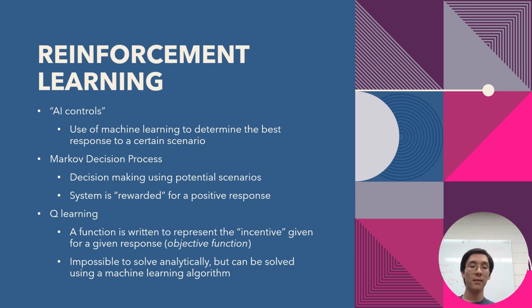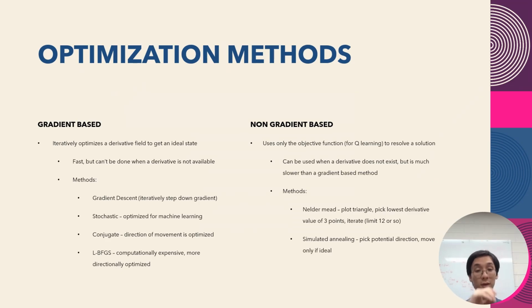There are a couple of different ways to do that, such as the Markov decision process, which uses potential scenarios, and whenever the system picks a good potential scenario, it receives a reward, and that incentivizes picking the correct future scenario. Q-learning uses an objective function, which is written to represent the incentive given for a specific response. You usually use machine learning to solve for how to correctly approach this problem. Speaking of which, there are a couple of optimization methods based on machine learning. Those are gradient-based and non-gradient-based systems, where you use a derivative field or an objective function to find an ideal solution to a certain situation.